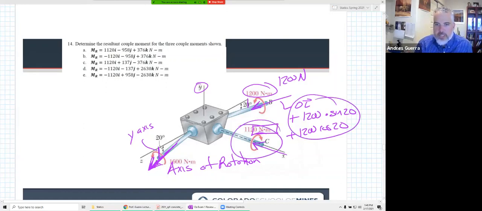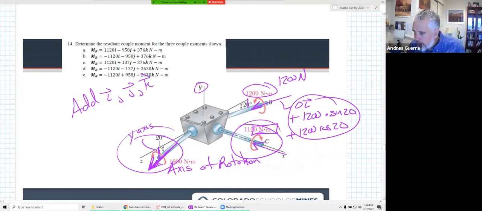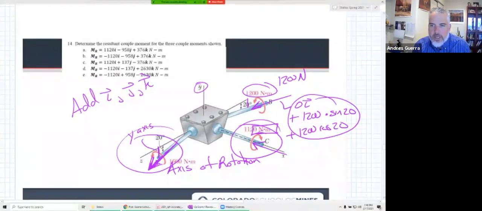But if we know that axis of rotation, we can find the IJK. We can set this one as IJK, we can set this one as IJK, and then we just add the components together, add the I's, add the J's, and add the K's, to find the right answer. Why is there a 0I? Well, this one right here at point B does not have an X component. That one is in the YZ plane, so the X component is 0.